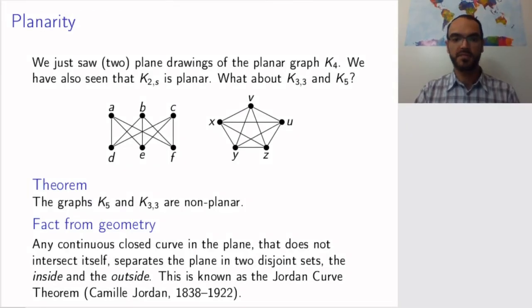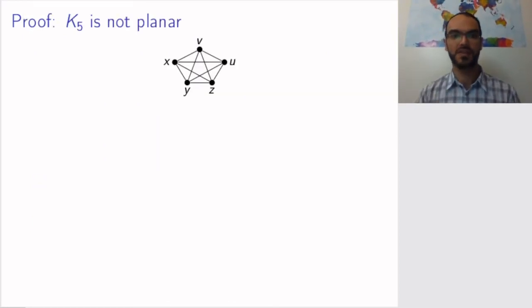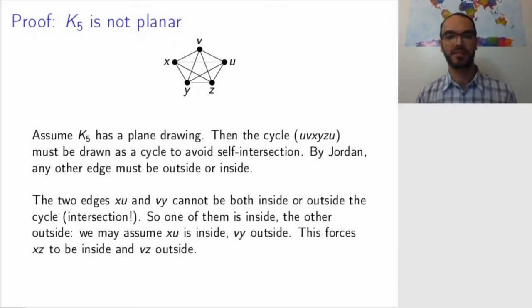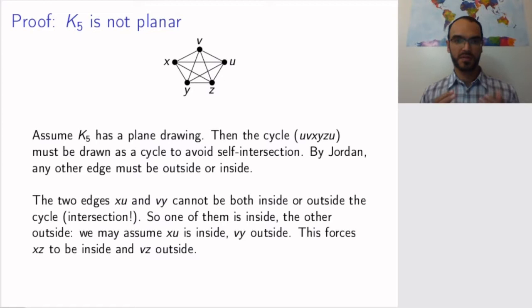So, armed with this fact from geometry, let's prove that K5 and then also K33 are non-planar. We'll take them one at a time. So let's start with K5. So let me put the argument up, and then we'll go through it step by step. So we're supposed to prove that there is no way to draw K5 so that I avoid crossings. So assume it's possible, and let's see that we get a contradiction.